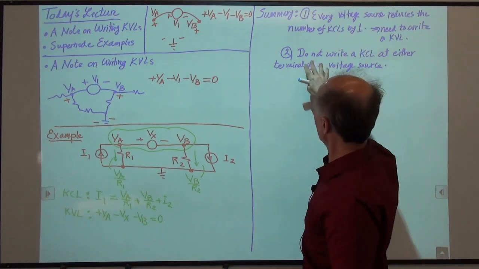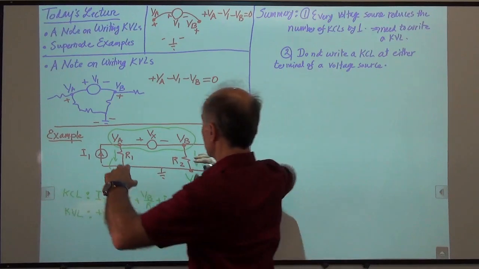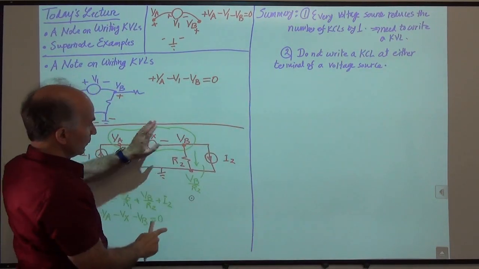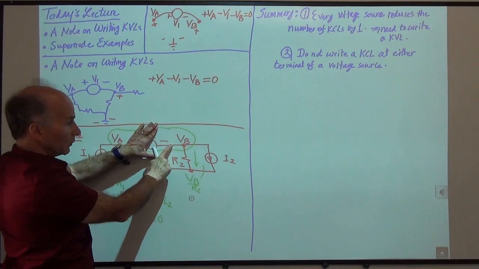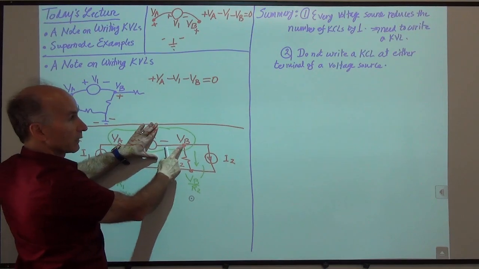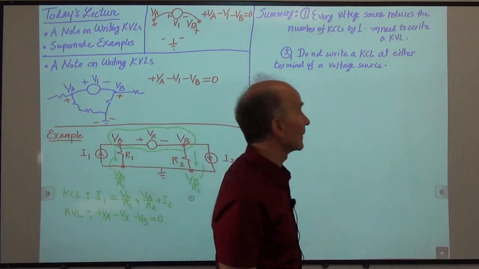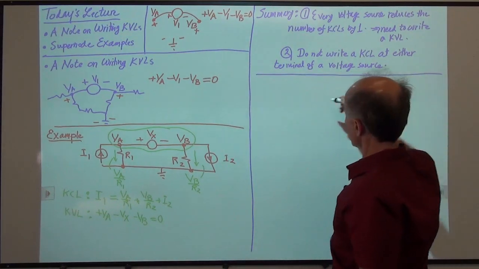I hope this is not confused with the supernode, right? For the supernode, we write the KCL for this whole thing. What this point means is do not write a KCL here because there's a voltage source connected to it. We do not want the current of the voltage source to be involved in that KCL. So with that, we now go over some more examples.